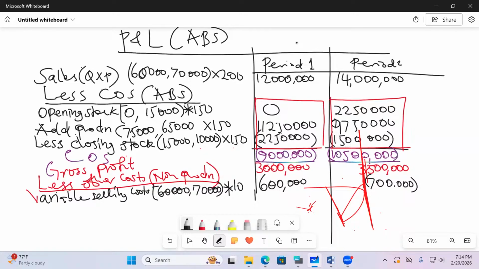Do we have any other non-production cost? Fixed selling. So we have here fixed selling. Have they given us the fixed selling cost for a whole year? How much? 2.8. So you divide by 2, which gives us what here, somebody? 1.4 million.